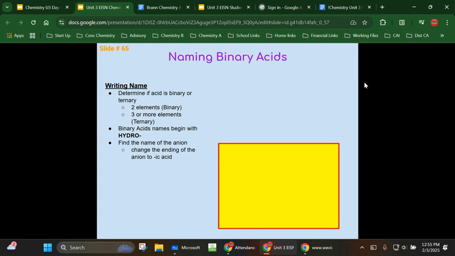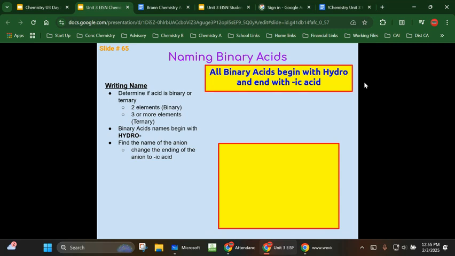Now, just because it ends with AQ does not make it an acid. It still has to begin with hydrogen. So, all binary acids begin with hydro and they end with ic acid. By the way, if you look at a name and you can't tell it's an acid, we have major difficulties, because every acid has the word acid in its name. Seriously. So if on the test you're looking at names and you can't tell if it's ionic, covalent, or an acid, we're in trouble, because every acid name has acid in it.